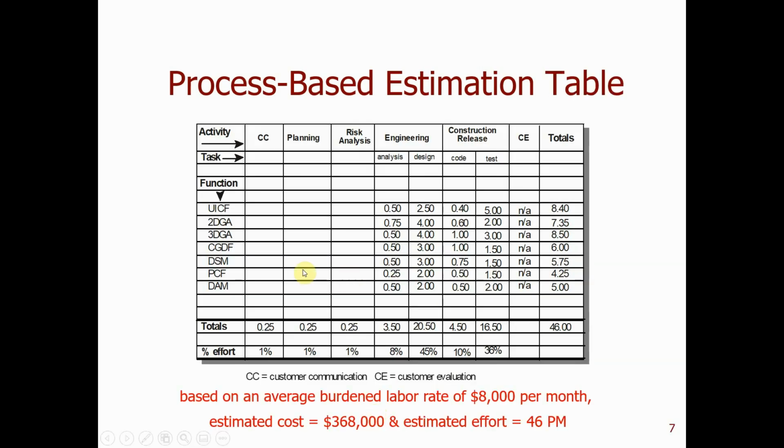So here is an example of the process-based estimate. Here you have the functionality. You break it down by two dimensions, the productivity and the different phases. And each number here is a person-month.